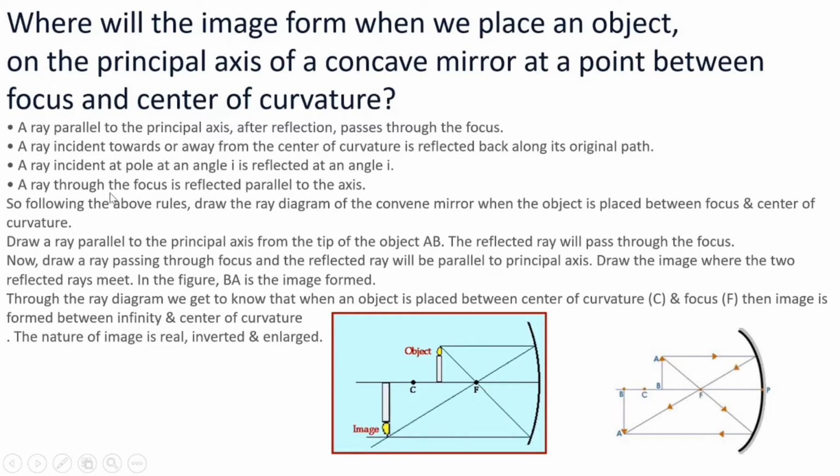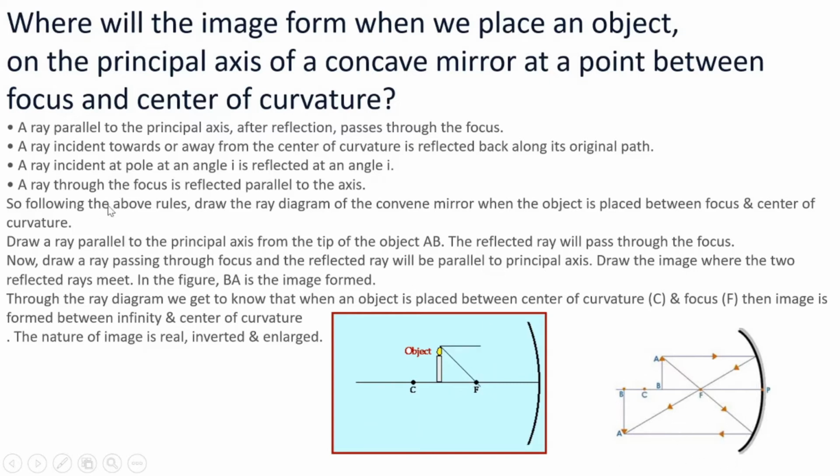The ray through the focus is reflected parallel to the axis. Reflected, this one, parallel to the axis. See here, with this one, B, C and P, and here A to this downward line is reflected back, which is parallel to the principal axis.